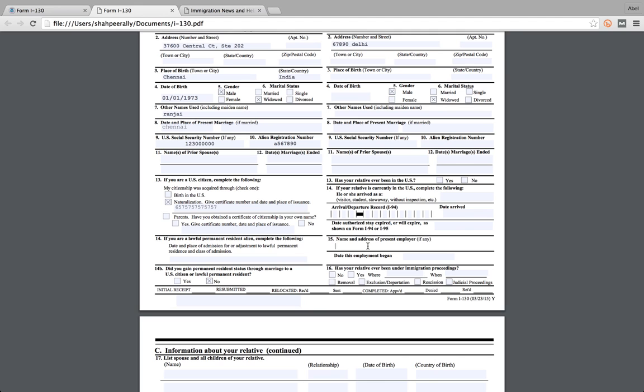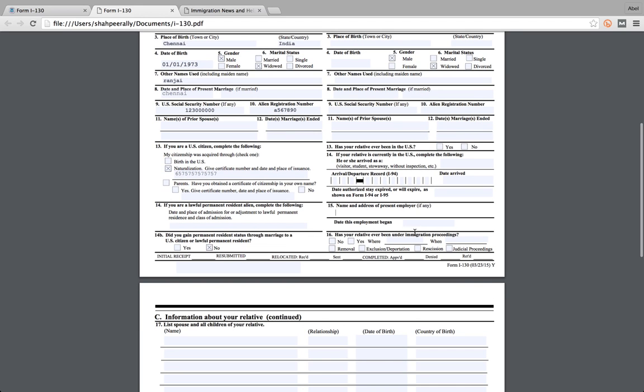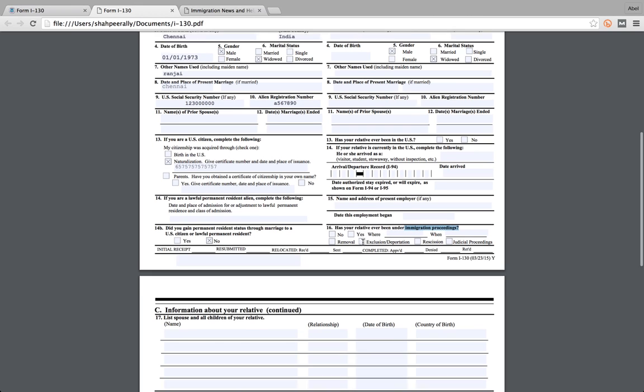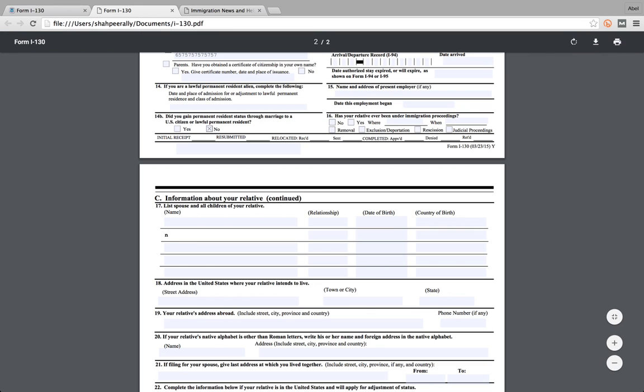So you might want to mention this. Has your relative ever been in immigration proceedings? What immigration proceedings means is basically deportation. If it is yes, you have to mention it there. So here you have to list the information about your relative. Basically, if your father or mother has other children, you have to mention them here. We're going to put not applicable here, none actually, if there's nobody.